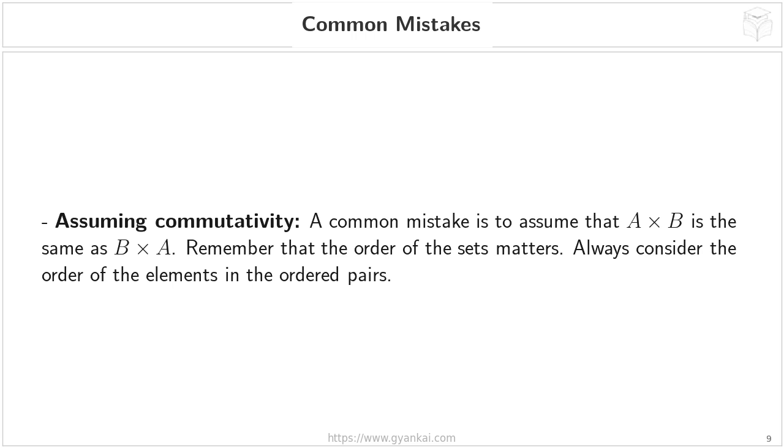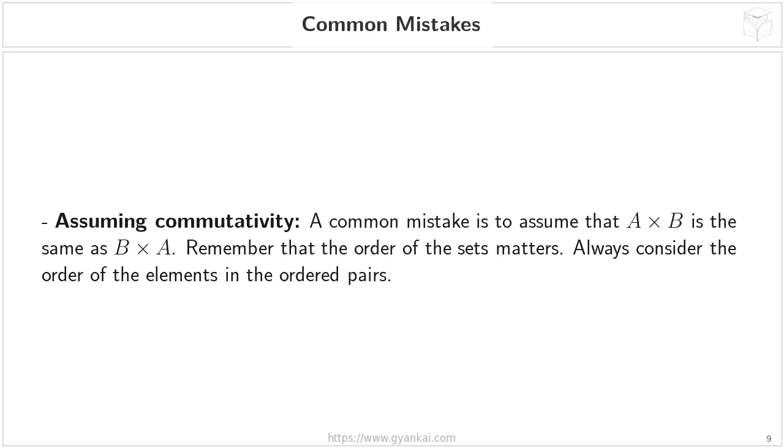Common mistakes. Now, remember back when we discussed the commutative property? We talked about how, for operations like union, where A union B is the same as B union A, the order didn't matter. However, we specifically established that the Cartesian product isn't like that. A very common mistake is to assume that A cross B is equal to B cross A. This is generally not true. The order of the sets absolutely matters.